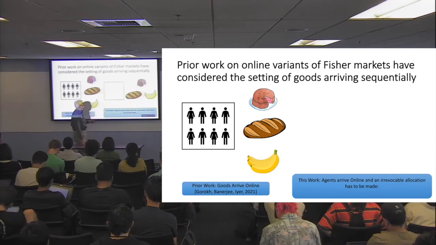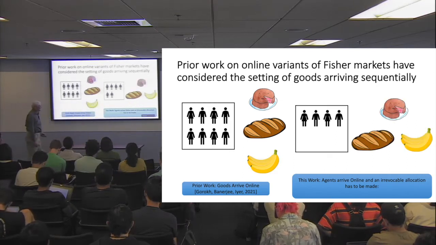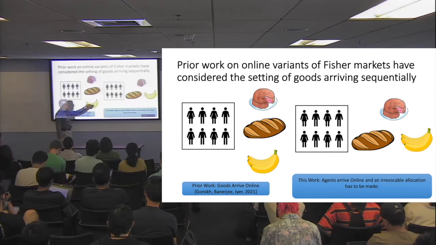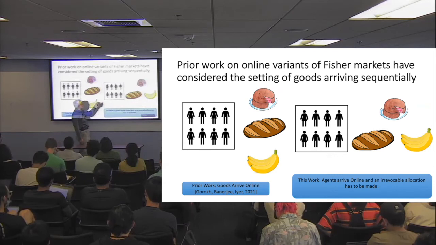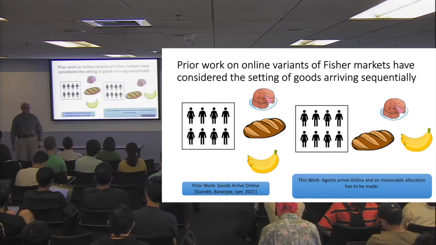In this particular case, agents arrive over time. Whenever an agent arrives, I have to decide what portion of the goods should be allocated to this agent. That decision is irrevocable. So this we call online, of course.